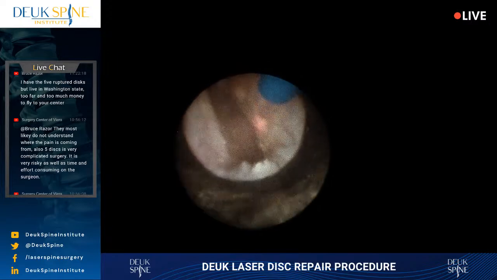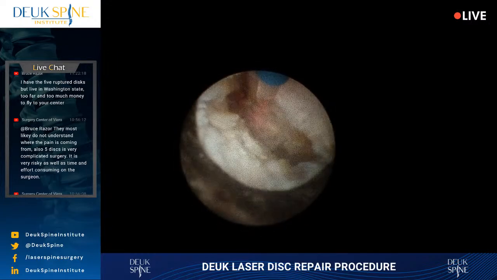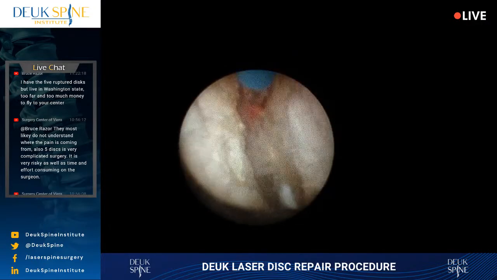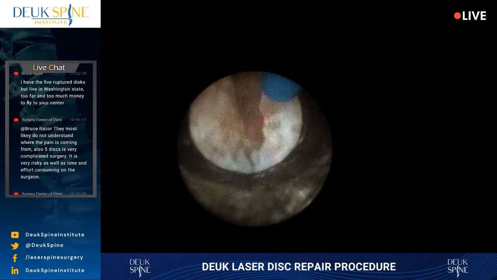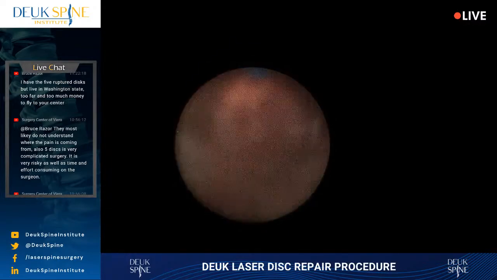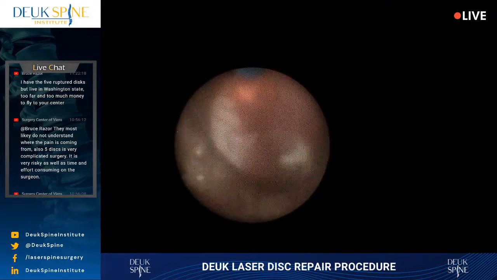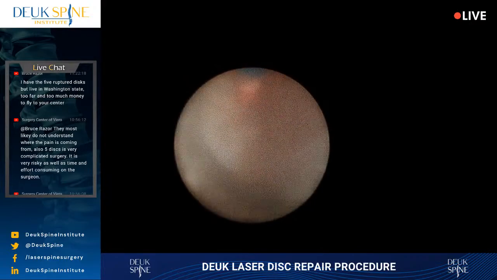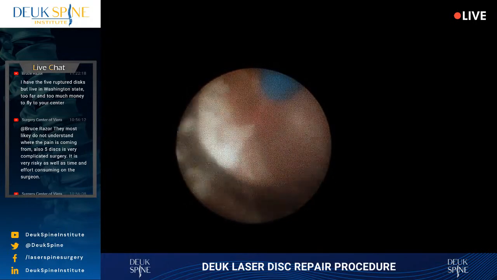All right, just about done. I'm going to come over to this side one more time. And there's actually some good movement now. A few millimeters, not much, but a few millimeters. And a few millimeters is better than zero. I'm out the foramen here.